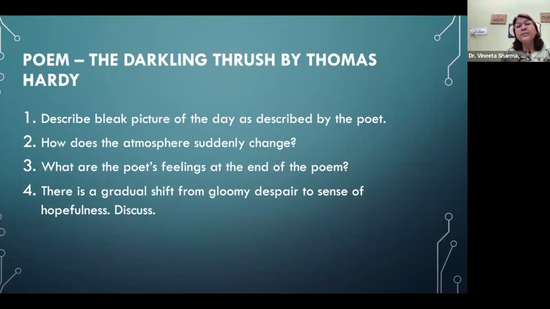First is to describe the bleak picture of the day as described by the poet. This bleak picture of the day is somehow reflective of his nature, because he was also hopeless at that time. He was dejected and dismayed. So, if you prepare the explanation of the first 2 stanzas given by the poet, you will be able to answer this question.